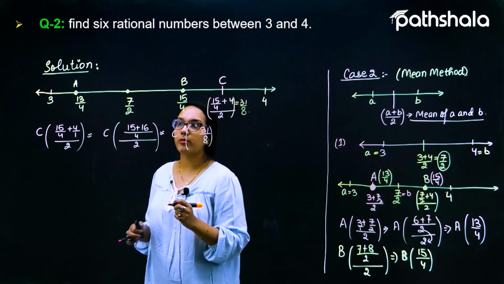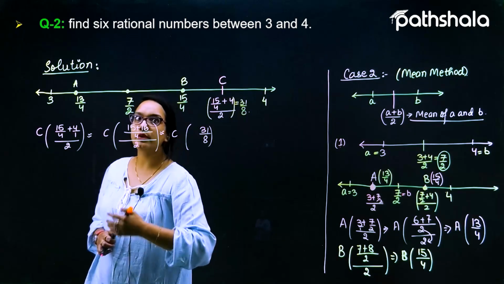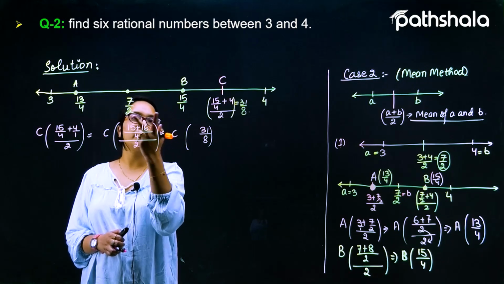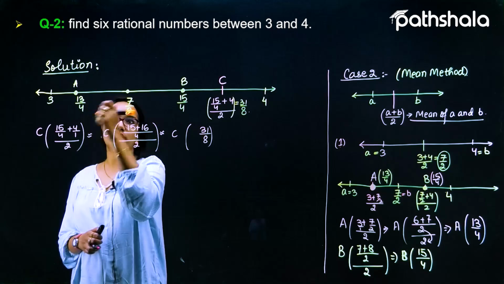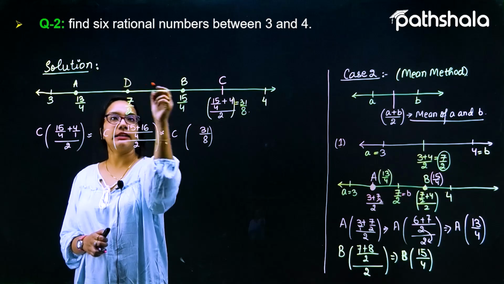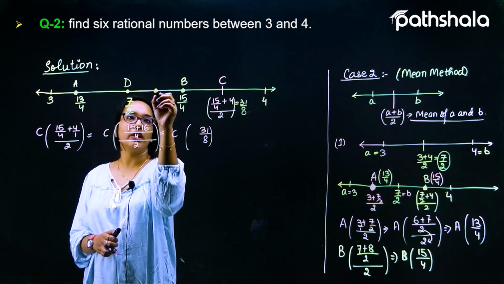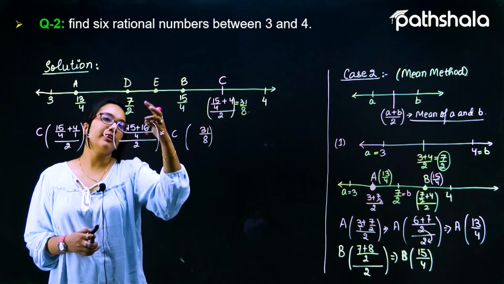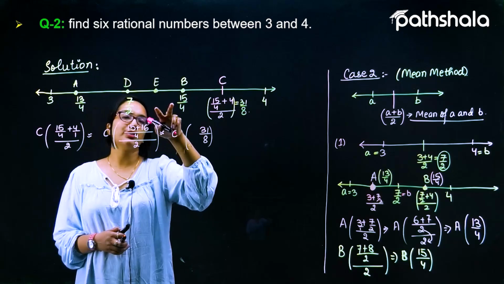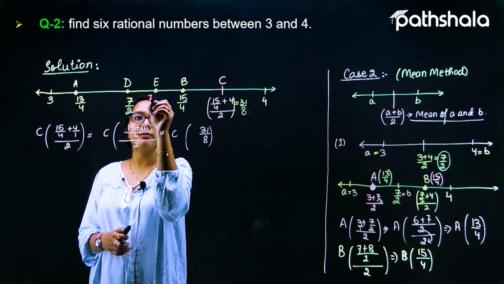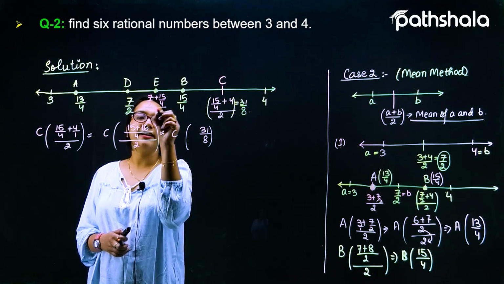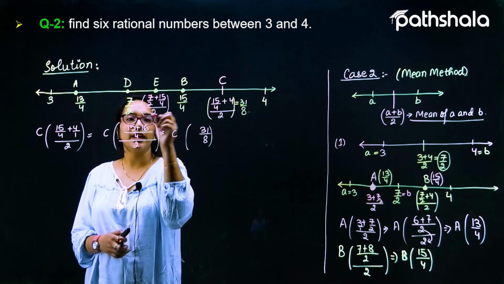So let us suppose I'm talking about further again finding out any two numbers in between the two numbers. Let us suppose I'm calling it D and I am finding out the number E over here. It is nothing but the mid value of D and B. So the mean will be A plus B by 2. So 7 by 2 plus 15 by 4 divided by 2, because we are taking the mean, A plus B by 2.